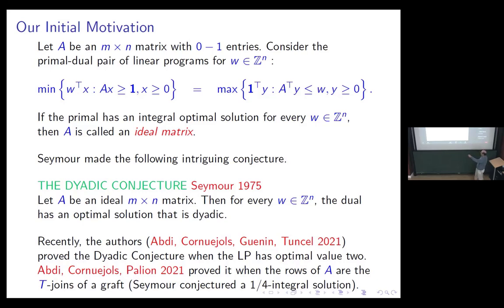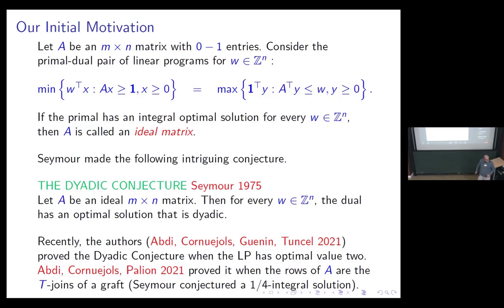We were able to prove it when the LP solution is 2. If the objective value is 2 here, we can show that actually the dual always has an optimal dyadic solution. We also proved it when the rows of A are the T-joins of a so-called graft. Okay, I'm not going to get into that, but yeah, go ahead.